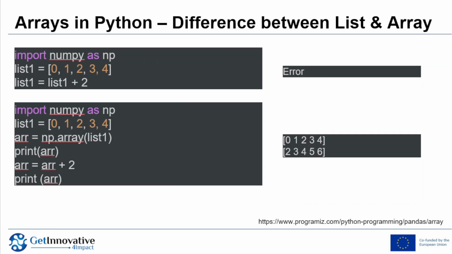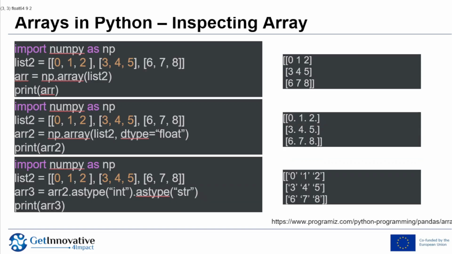The difference between the list and the array is that if we import numpy as np and take a list and just do 1 plus 2, it would give an error, because it would not generate an array. So we have to import list1, and array equals np.array of list1. It would create the array, and we can now add the 2 into the array.